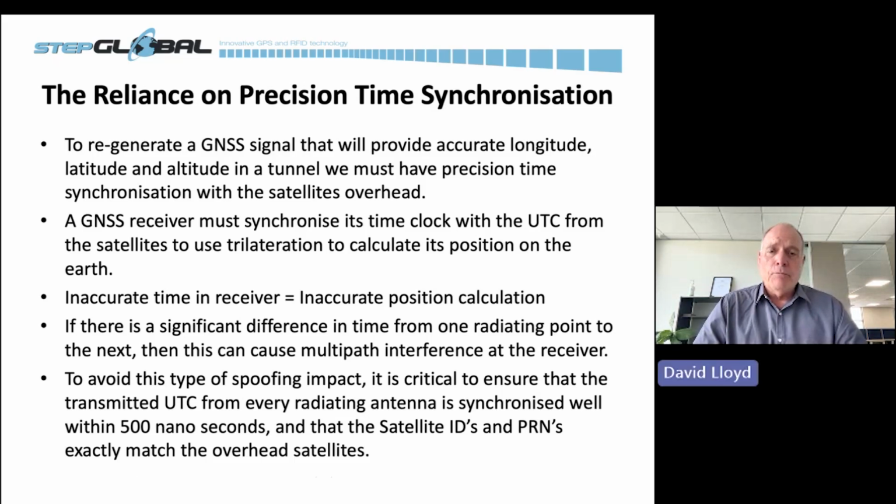Also, if you've got multiple radiating points and there is a significant time difference between each of those, then you can generate your own multipath interference at the receiver. So the challenge is in avoiding this type of spoofing impact, we have to ensure that from every radiating point, our time synchronization is well within 500 nanoseconds, and that each satellite's identification and its pseudo-random numbers exactly match the overhead satellites. So that's the major challenge in creating these types of systems.